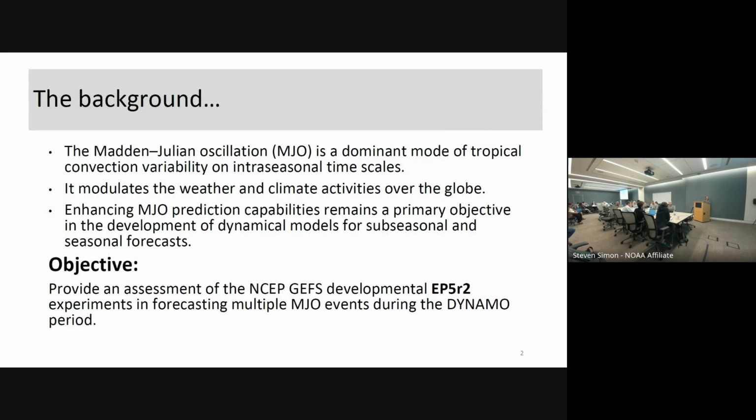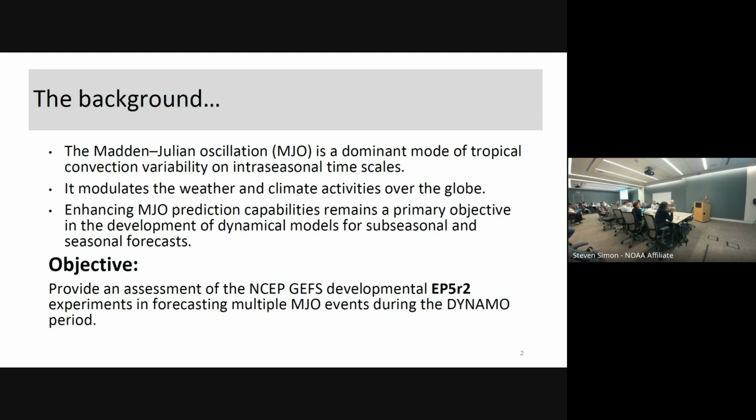The background of this analysis is that it is well known that the Madden-Julian Oscillation is a dominant mode of tropical convection variability on subseasonal time scales. It modulates weather and climate activities globally. So enhancing MJO prediction capability remains a premier objective in the development of dynamical models for subseasonal and seasonal forecasts.